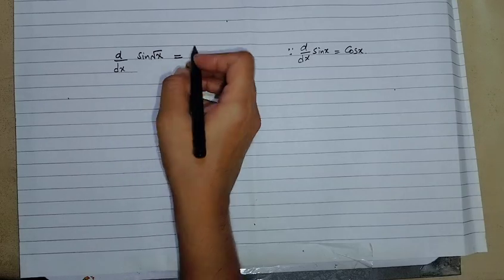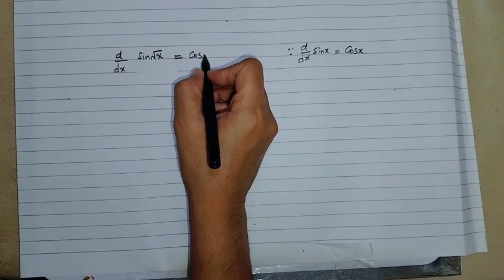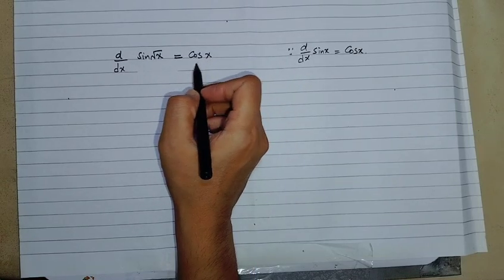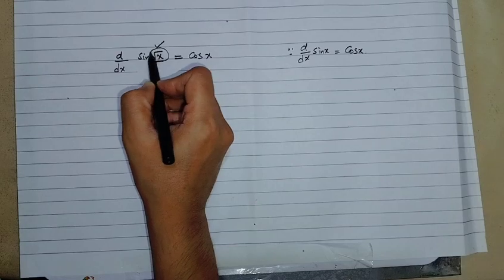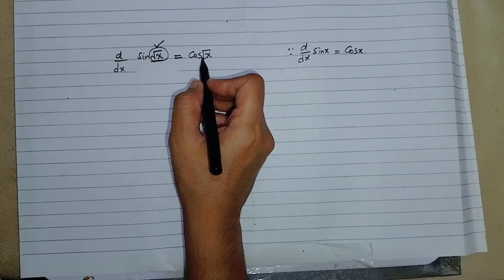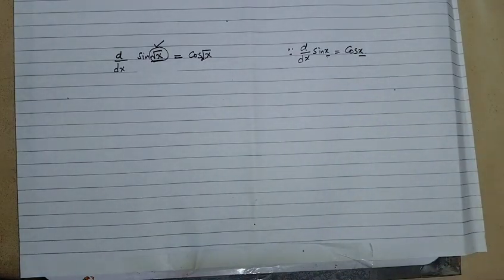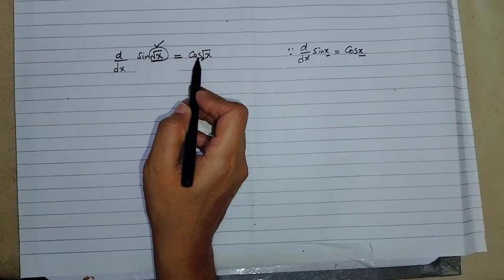So here we write cos x. This is the mistake. Here it is not cos x, which is the angle. Always take the same angle mentioned. If it is sine of square root x, then here it is square root of x. Always take the same angle. Sine of square root of x gives cos of square root of x.